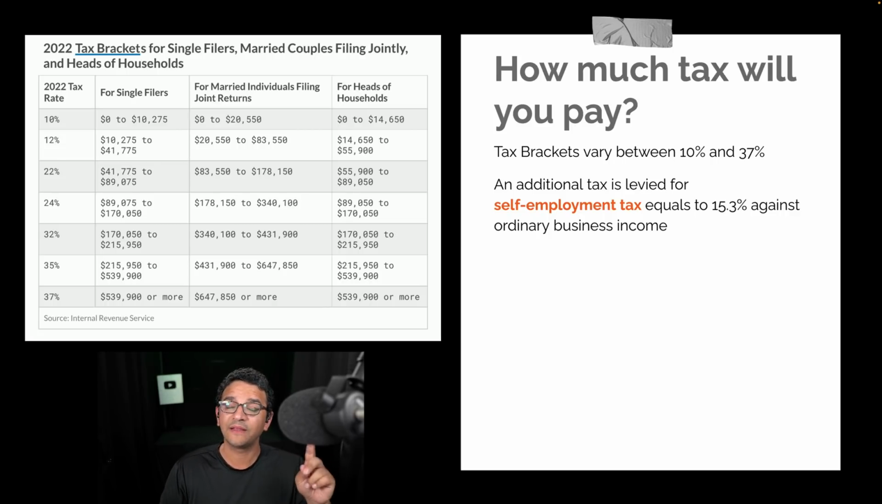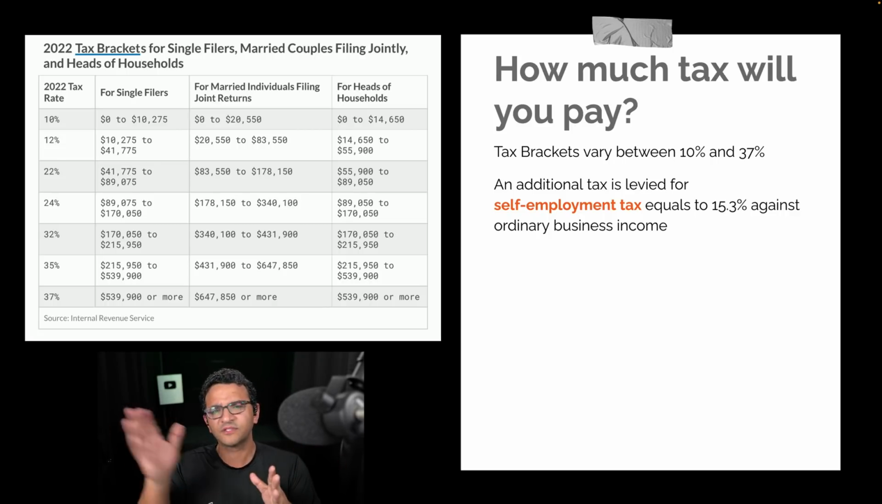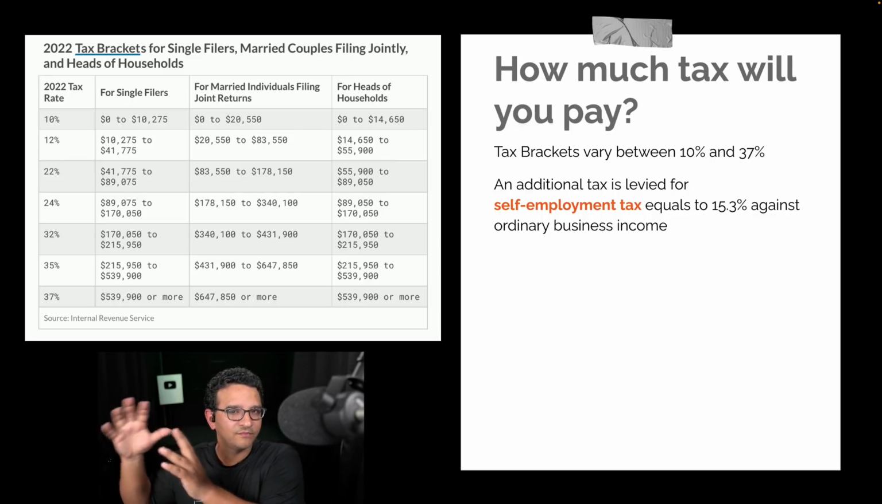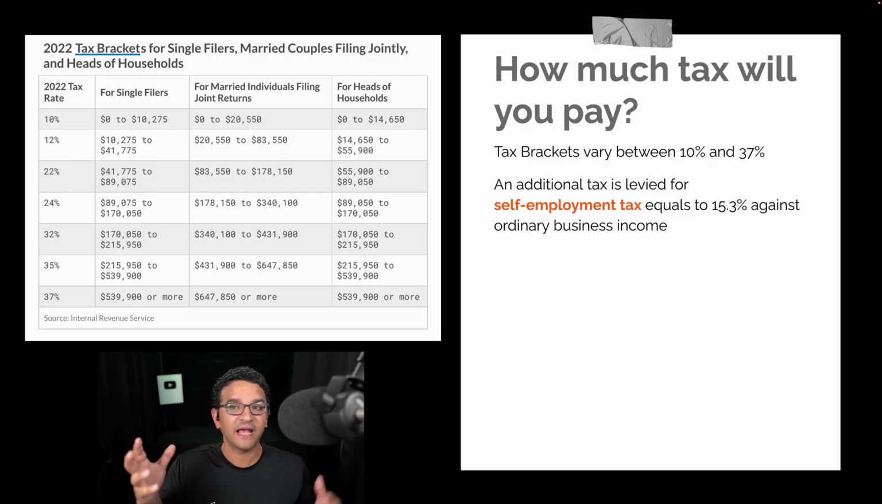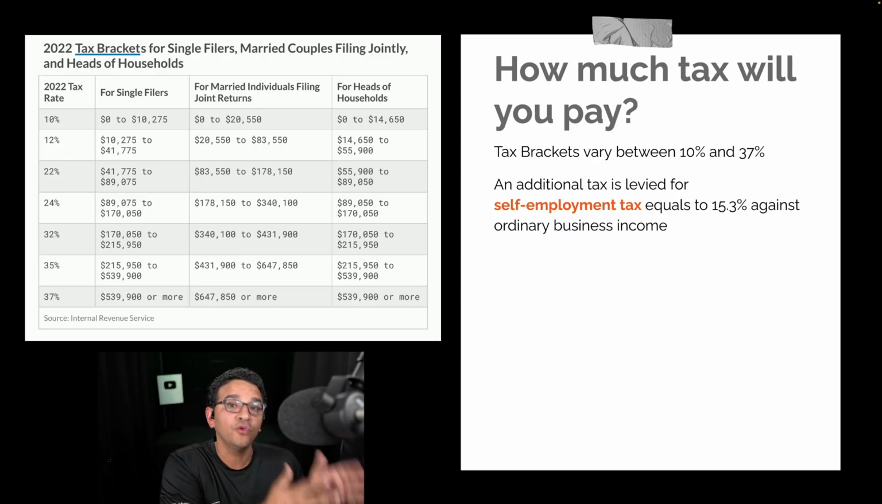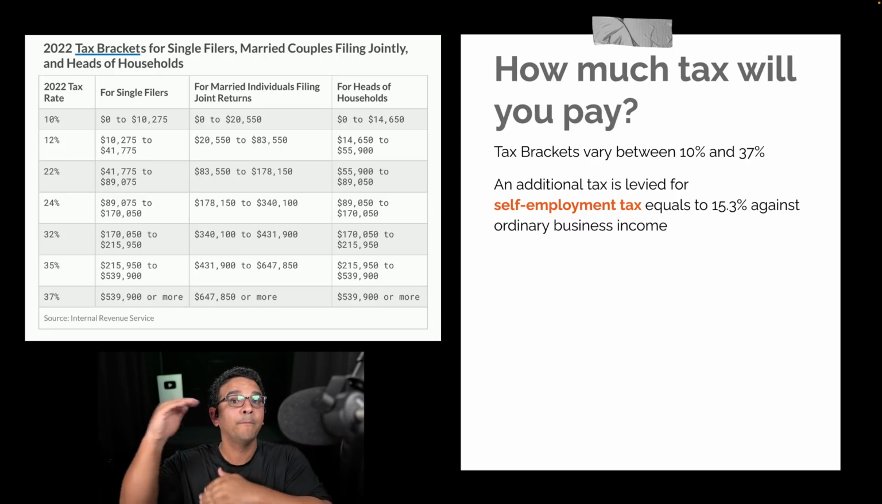So that's a pretty big number to think about. And there are some limits. You only pay that in the first $140,000 to $150,000, and beyond that you pay a much smaller amount. But for most taxpayers, 15.3% of the first $150,000 that they make is a pretty big number. So you have to add that self-employment tax to your tax bracket. So you're paying both taxes.